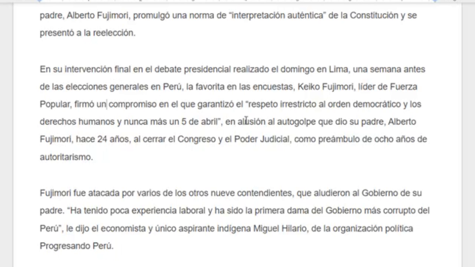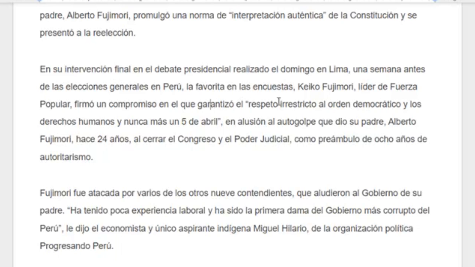And el que garantizó. Now this I'm just going to have to explain in another video. That just means in which she guaranteed. Garantizar is to guarantee. The O with the accent is the preterite tense, so the past tense, guaranteed. So she signed a compromise or an agreement in which she guaranteed. En el que. Okay, and the el is from compromiso. It's complicated, but en el que means in which she guaranteed el respeto irrestricto al orden democrático.